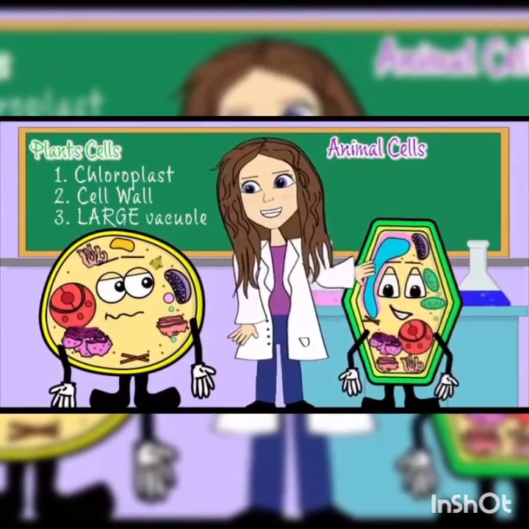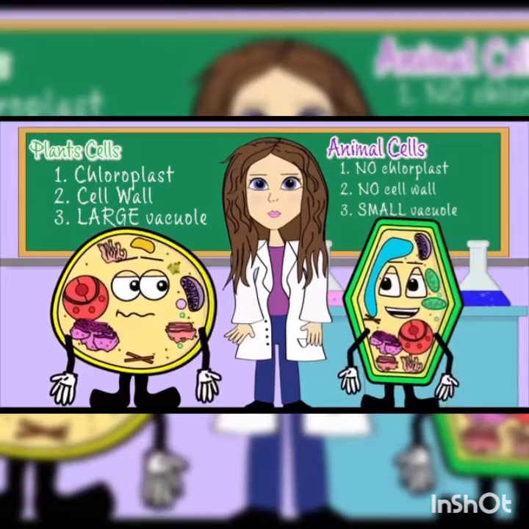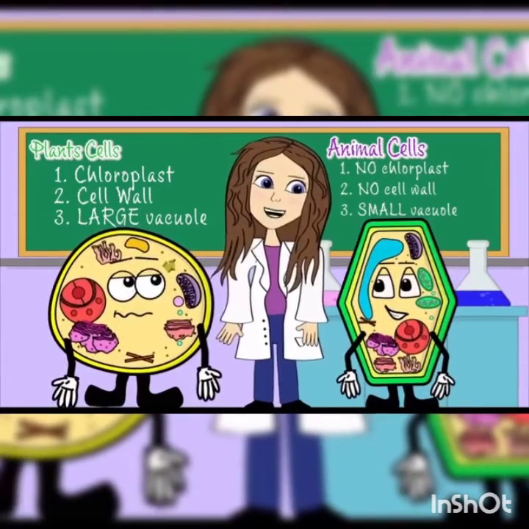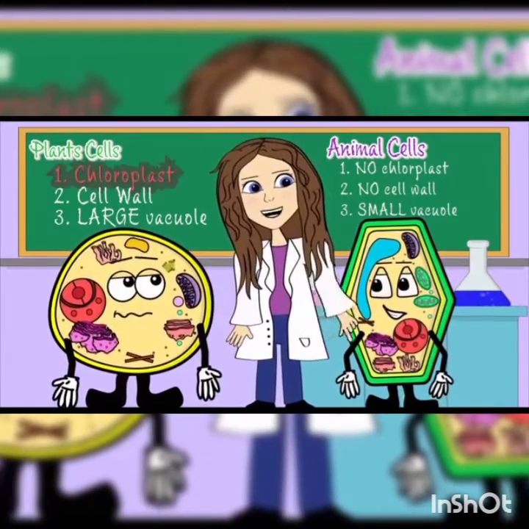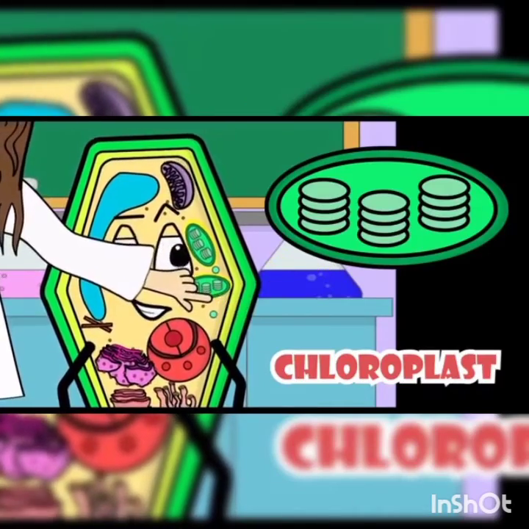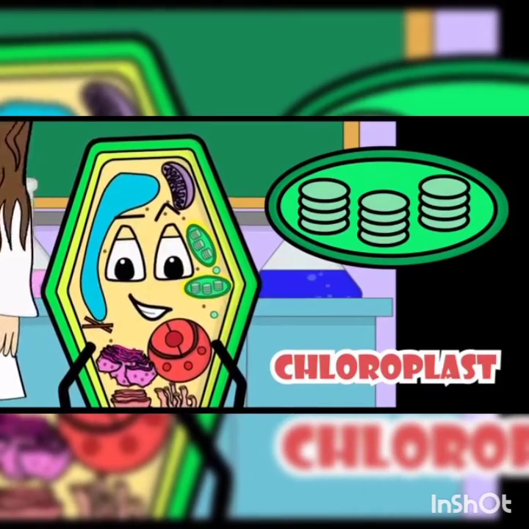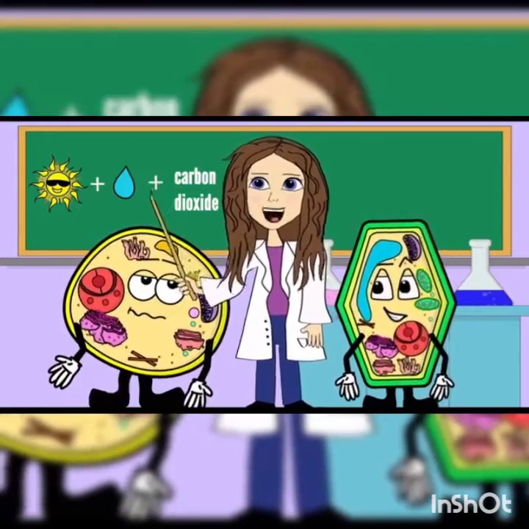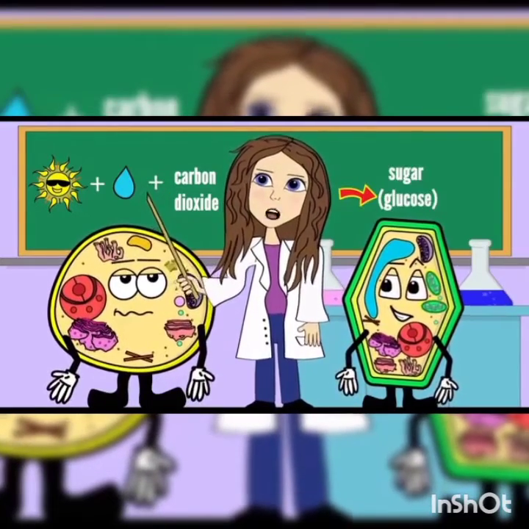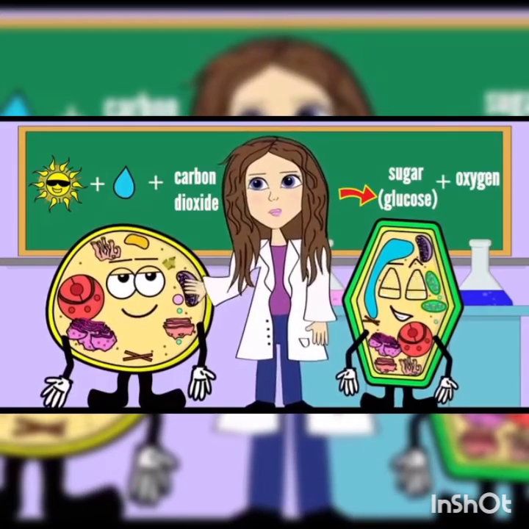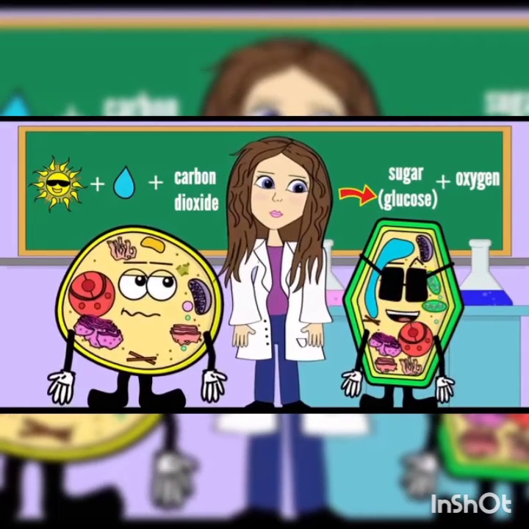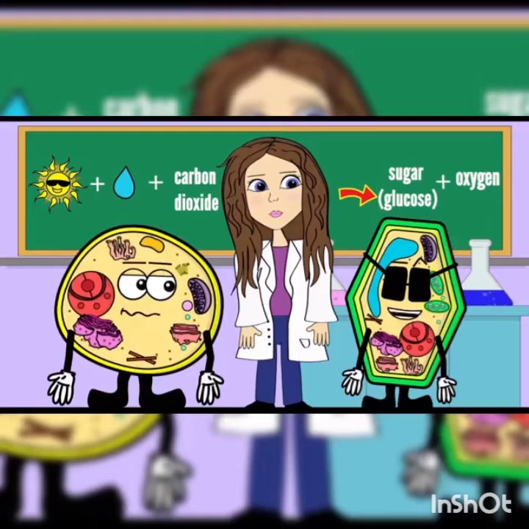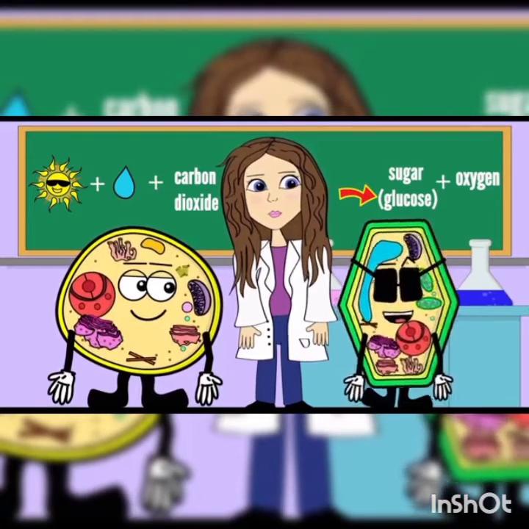AC does not have these things. Yeah, man. Check me out. Okay, PC. Look. This is a chloroplast. This organelle you have is where photosynthesis takes place. It allows you to take sunlight, water, and carbon dioxide, and turn it into sugar, like glucose, and oxygen. Yeah, baby. Nature keeps providing, I just keep photosynthesizing.